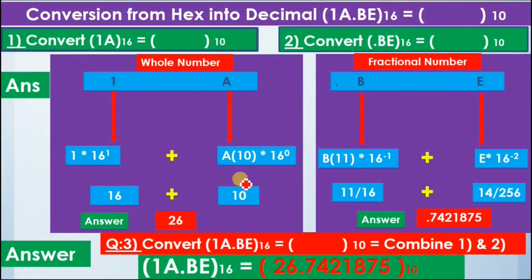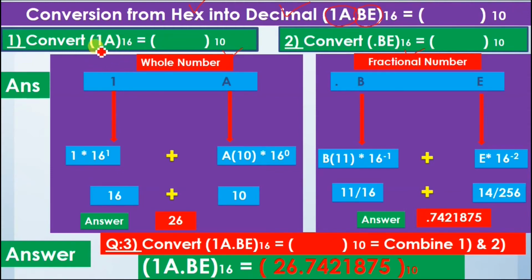So in question number 5, we have to convert a hexadecimal number into decimal. The number is 1A.BE, and again we will solve this part using whole number procedure and this fractional part using this fractional number procedure. Okay.